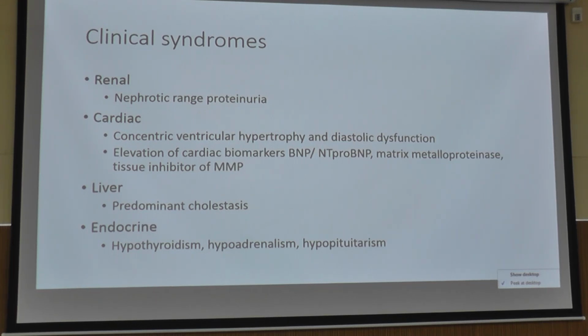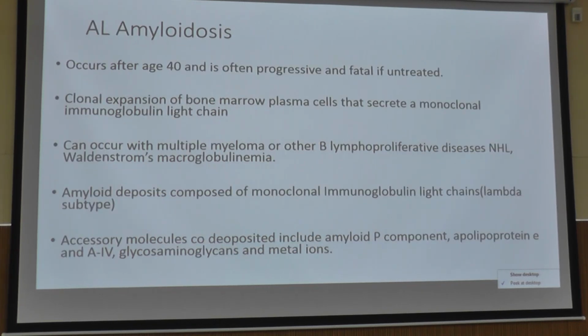In the liver, mainly an obstructive, cholestatic pattern is seen. In the endocrine system, these deposits may be in the thyroid, the adrenal, or the pituitary, and they may cause adrenal insufficiency or hypothyroidism. Mainly renal and cardiac involvement is the most important. The commonest cause of death is again either cardiac or renal involvement.